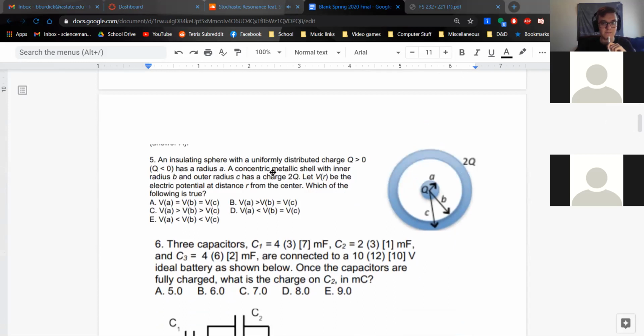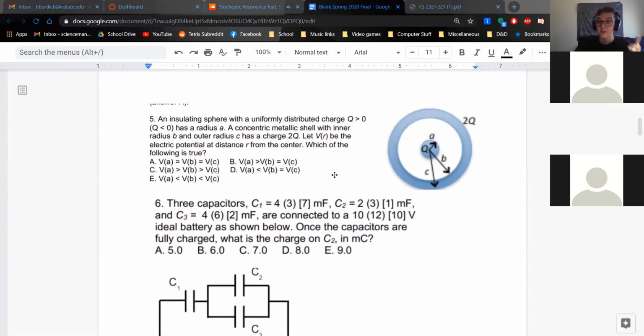On to number 5. This is about an insulating sphere and then a metallic shell. So on the inside here is an insulator. Sorry, no, yes, that's correct. So the inside is an insulator, the outside is metal. So that is important.